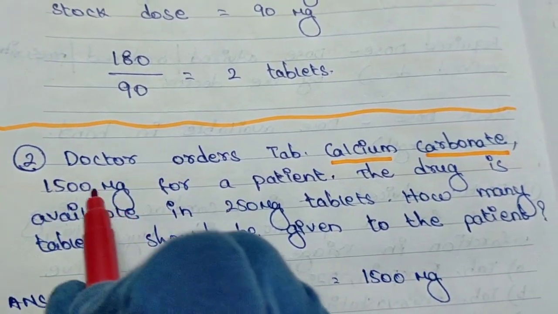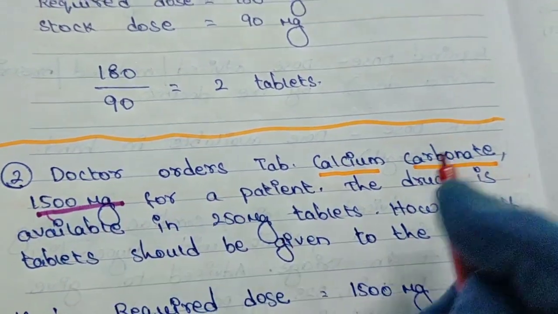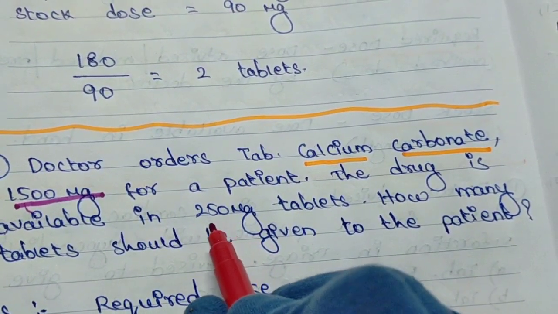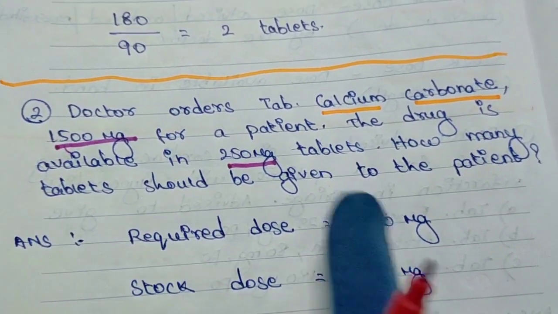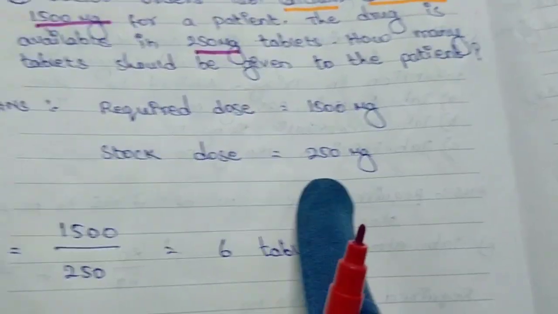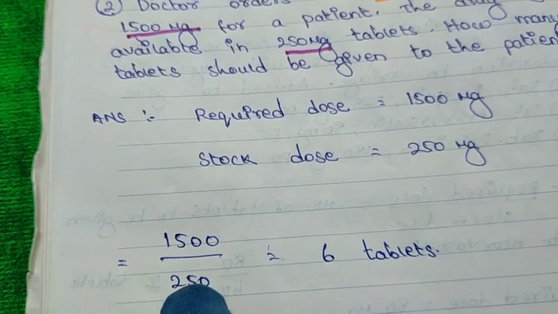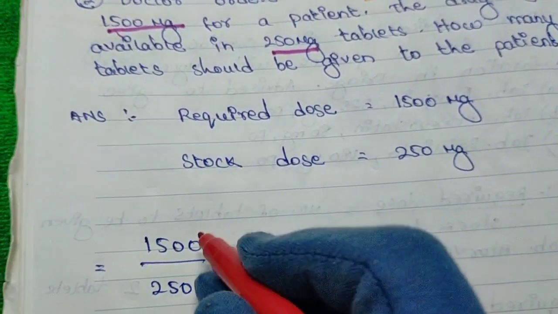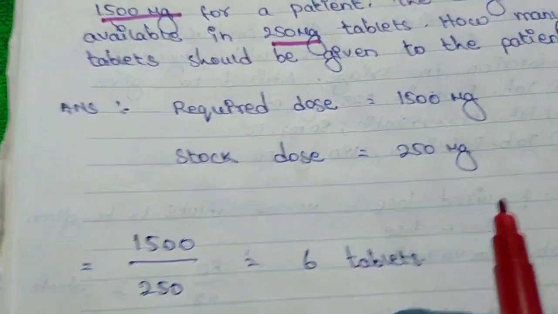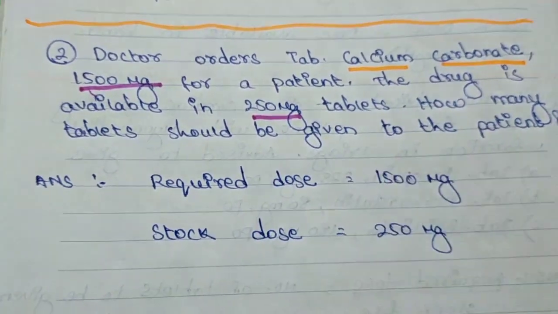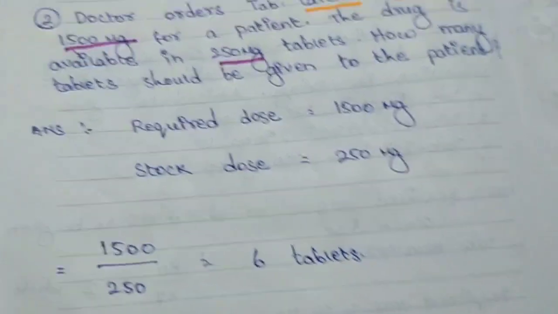Okay, so what is the dose ordered? 1500 mg is the dose ordered, and what is the dose we have in hand? 250 mg each tablet. So required dose is 1500 mg, stock dose is 250 mg. Required dose by stock dose, 1500 divided by 250. When you divide it, you can cancel this 0 out, then 25 6s are 150. So we get 6 tablets. So 6 tablets of calcium carbonate we have to administer to the patient to get the dose of 1500 mg. Okay, so this is how we'll calculate.